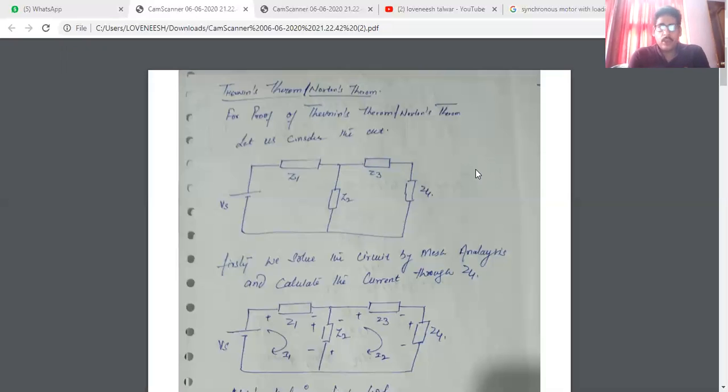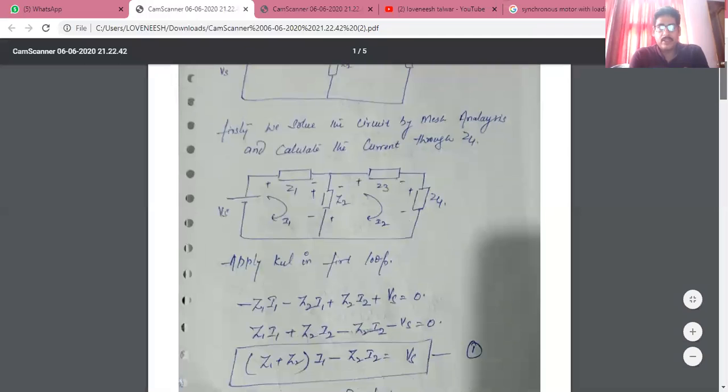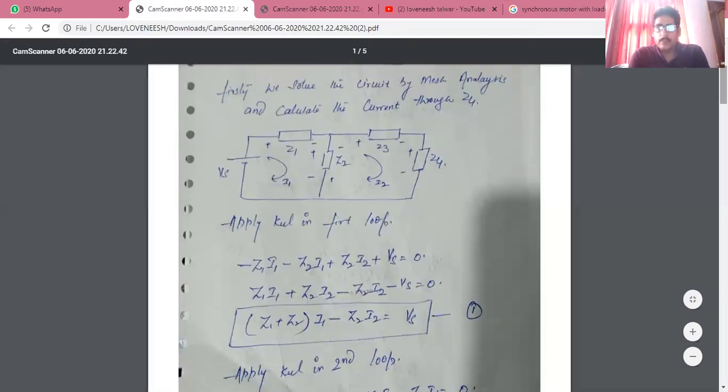So for Norton's theorem, let us consider a circuit as shown in the figure. We have Vs, Z1, Z2, Z3 and Z4. Similarly, as in Thevenin's theorem, we are calculating the currents I1 and I2 by using normal mesh analysis. I can simply apply mesh analysis and calculate the current flowing through the Z4 resistance. So we have this I1 and I2.